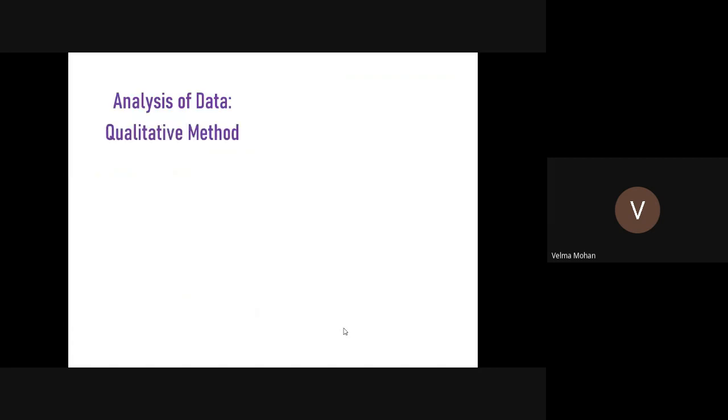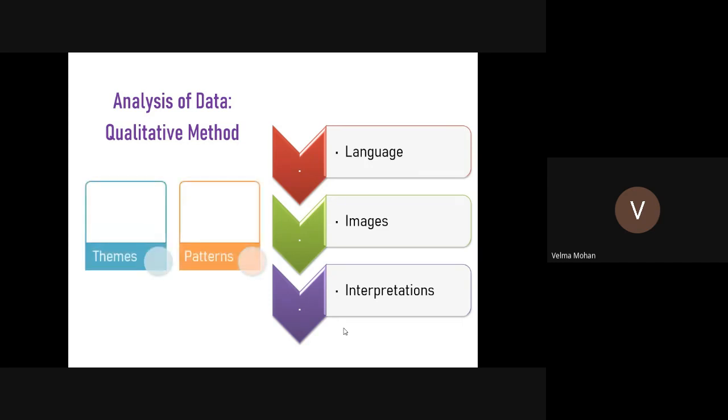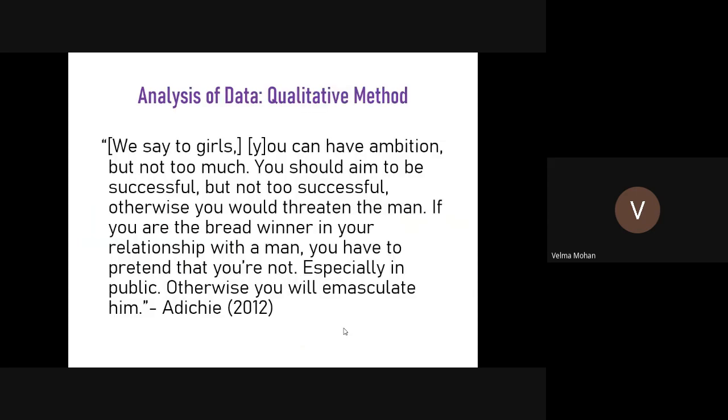In a qualitative method, as the researcher focuses on words, the analysis would be based on language, images, and interpretations. The researcher might describe how he or she went about categorizing responses to identify recurring themes and patterns. Now, this is an example of analysis of data in the qualitative method.